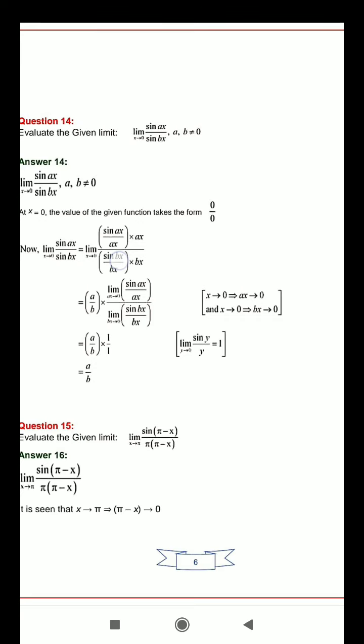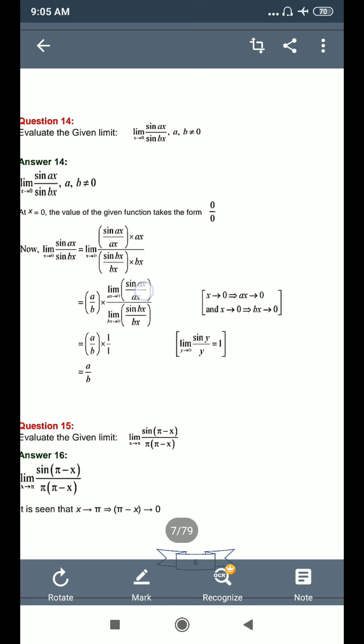So it is sine ax upon ax into ax, divided by sine bx upon bx into bx. To apply the theorem, sine ax upon ax we can directly put as 1, because as x tends to 0, ax also tends to 0, and bx also tends to 0. So this thing is 1, and this thing is also 1. Now you cancel out x by x. We can take this a by b outside. Limit x tends to 0, sine ax upon ax is 1, and in the denominator limit x tends to 0, sine bx upon bx is also 1. So a by b would be the answer of this question.